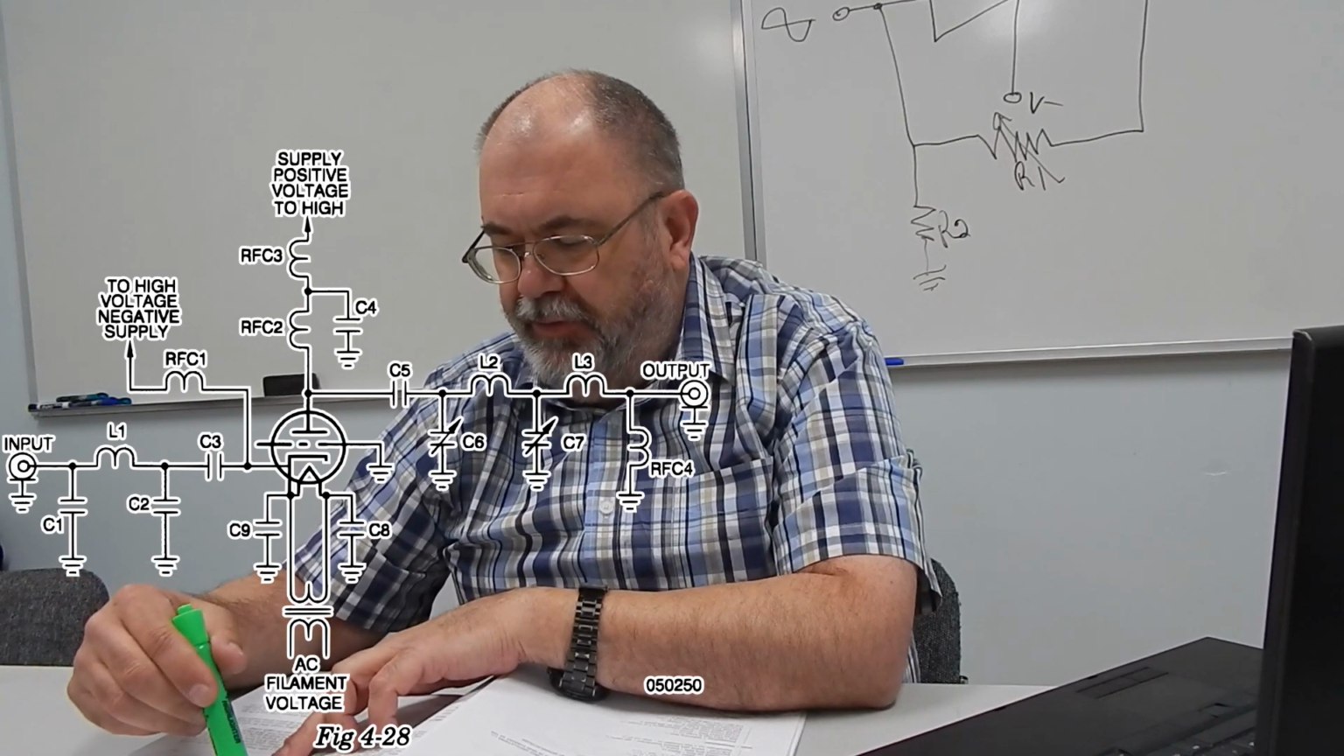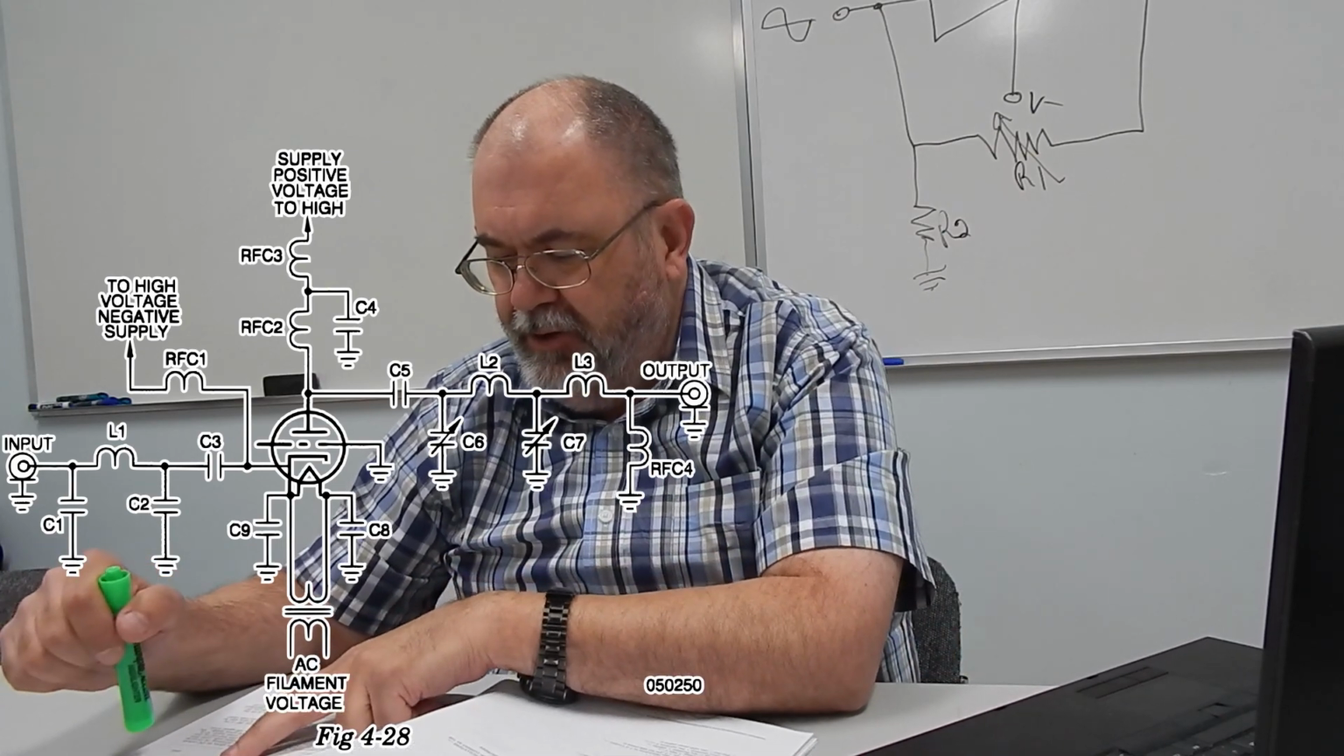So we have a lovely looking schematic of a grounded grid amplifier. Let's just quickly go over it. On the far left, you can see a round looking circle there that says input. That input goes through a C1 and an L1 and a C2 and a C3, and it goes right into the cathode of the tube.